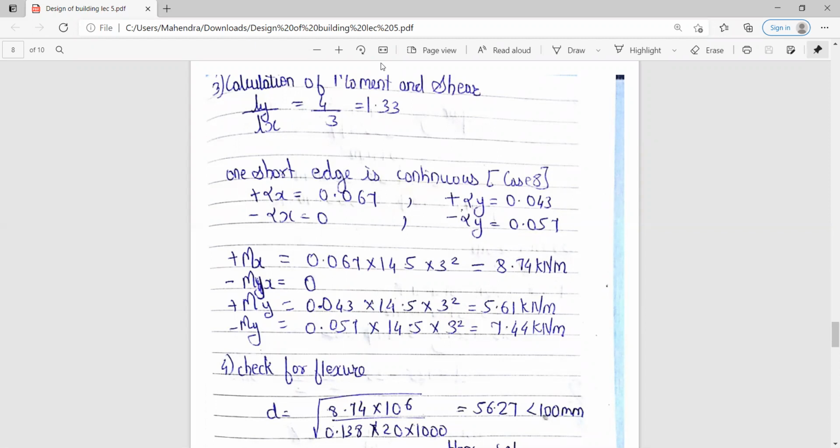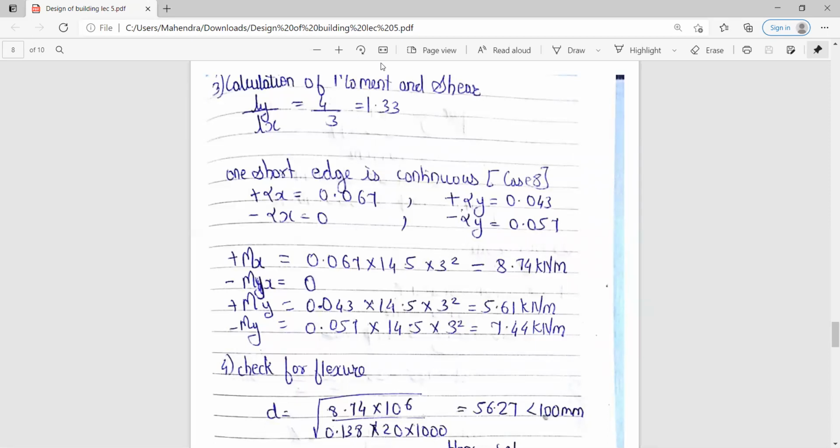तो x डायरेक्शन के लिए मूवमेंट कैलकुलेट करने के लिए सबसे पहले पॉजिटिव x डायरेक्शन के लिए पॉजिटिव अल्फा x you have to consider. तो पॉजिटिव अल्फा x आपको कितना मिलता है? 0.067 into Wu, which is nothing but 14.5. Already you had calculated. So 14.5 into 3 square, that will be 8.74 kilonewton meter.